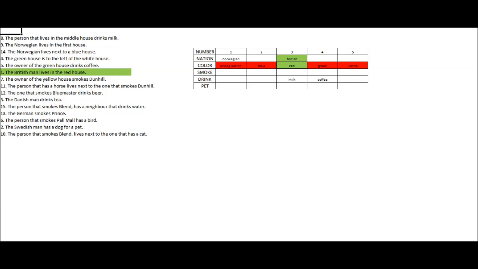And the next point, the British man lives in the red house. So all of the other colors were filled in except for slot 1 and slot 3. Slot 1 is already Norwegian, so it has to be slot 3. And then we can also fill in British for slot 3.